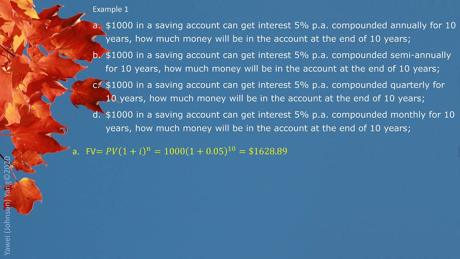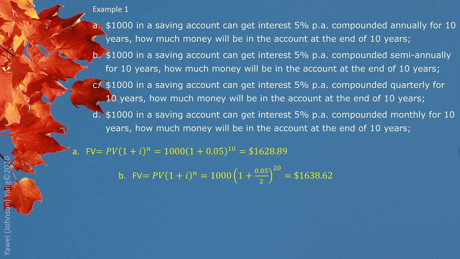Directly use the formula. Put the information in properly. $1,000 principal, 5% interest rate compounded annually. So here, 0.05 directly, because it is an annual interest rate and compounding annually. Exponent 10 represents 10 years. Year is the compounding period. Here we have 10 compounding periods. That gives us the answer $1,638.89.